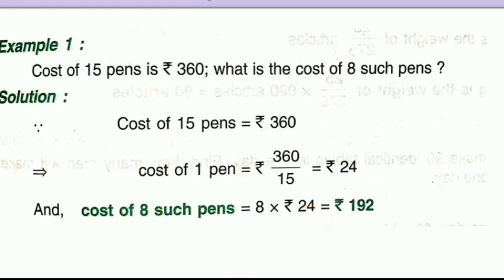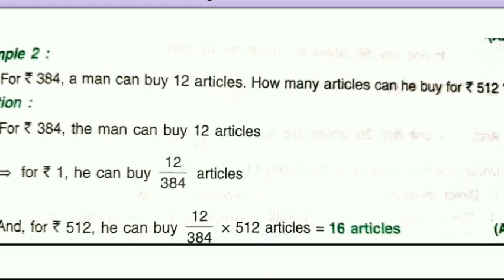So it is very simple, very easy, and it is very useful. We use it in our daily life also. So many examples are given. You will practice these things. Okay, value of what? That 380 rupees.